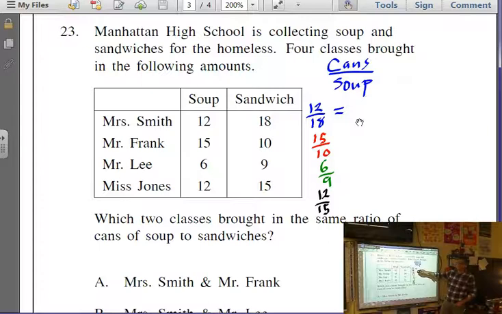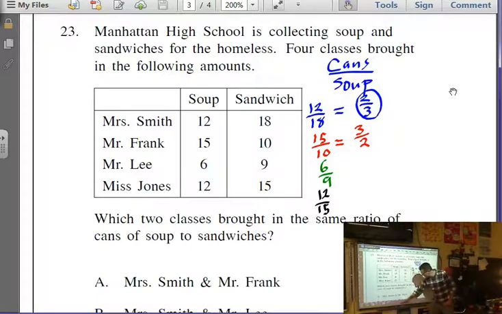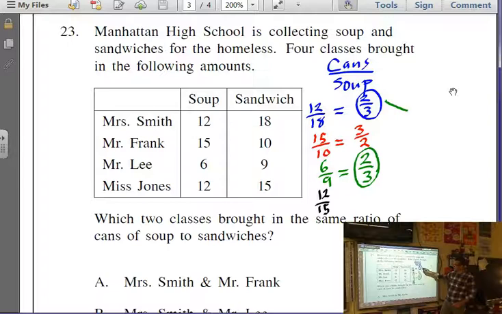So 12 and 18 can both divide by 6, and that gives me 2/3. 15 and 10 can both divide by 5, and that gives me 3 over 2. So that is the reciprocal of Miss Smith. 6 over 9, both of those can reduce by 3, and that gives me 2/3. Well, I think I have found my answer there.